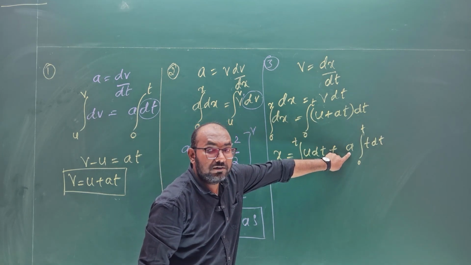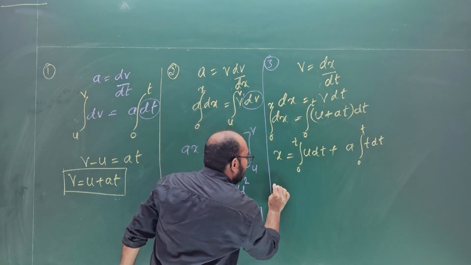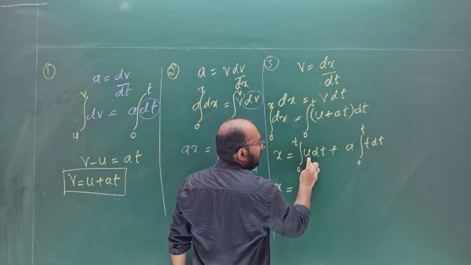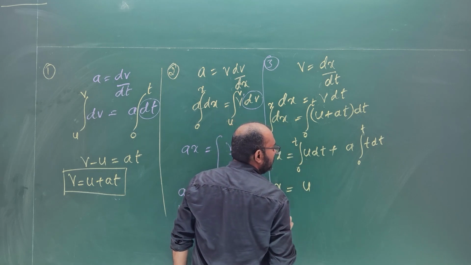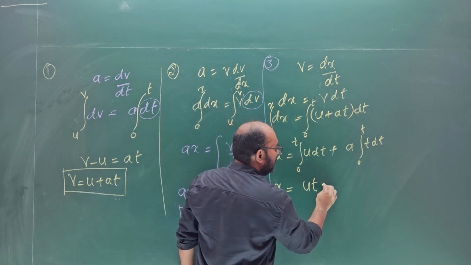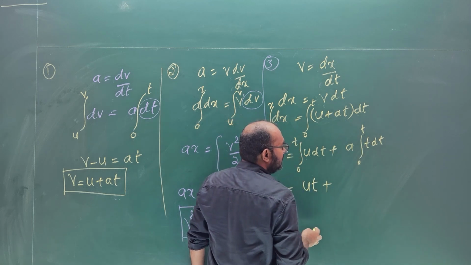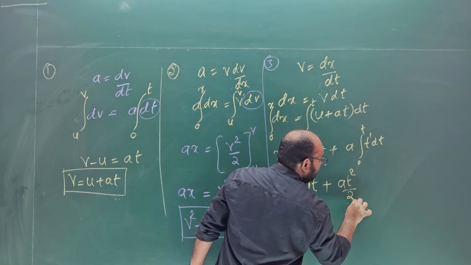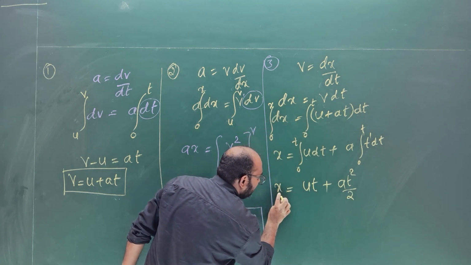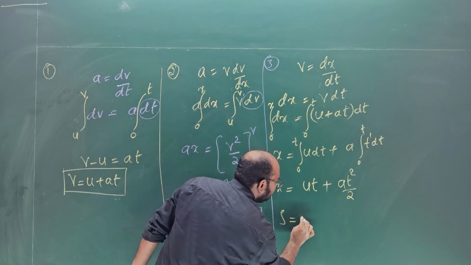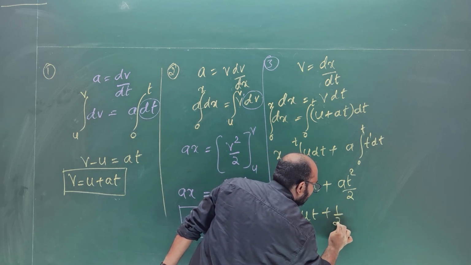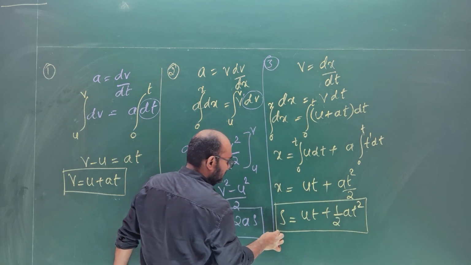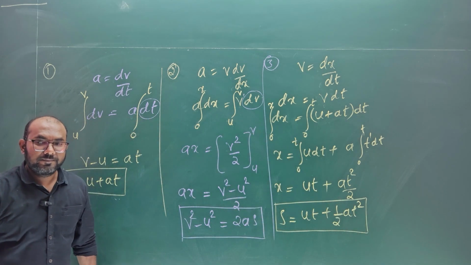Again, a is what? Constant. Now x is equal to u t plus a times t to the power of 1 integrated, so this becomes t square upon 2. Instead of x, I am now writing s. So s is equal to ut plus half at square. Write down now.